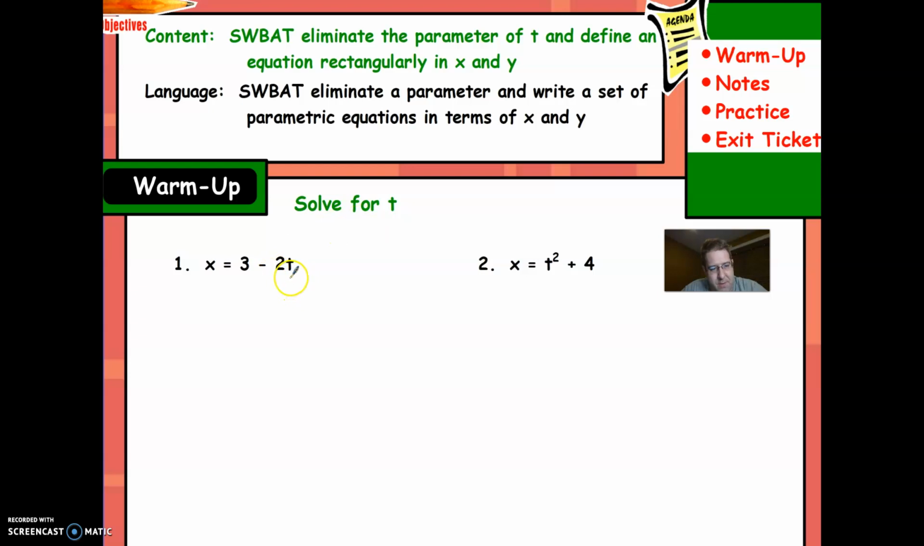So I'm going to solve for the variable of t, which means I'm going to subtract 3 from both sides, which gives me x minus 3 equals negative 2t. Always keep the sign that comes before the coefficient in this case. And then I'm going to divide both sides by negative 2. And that's going to give me my answer. So t equals x minus 3 divided by negative 2.